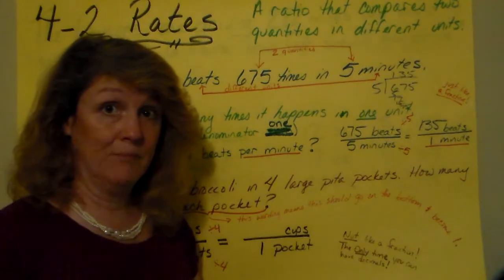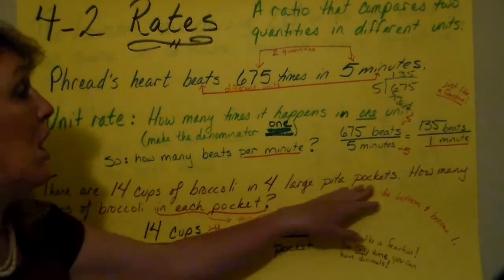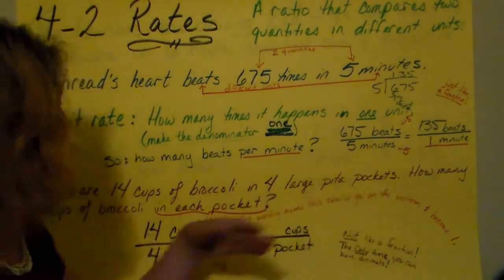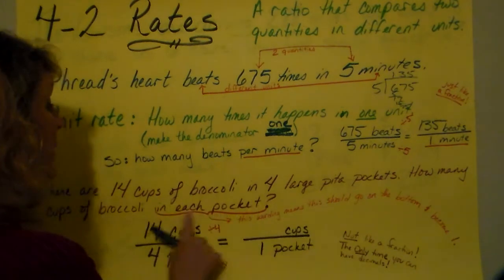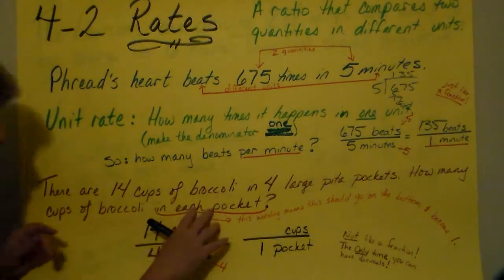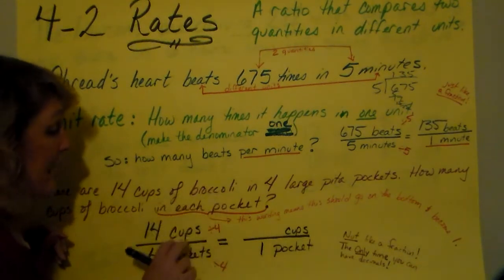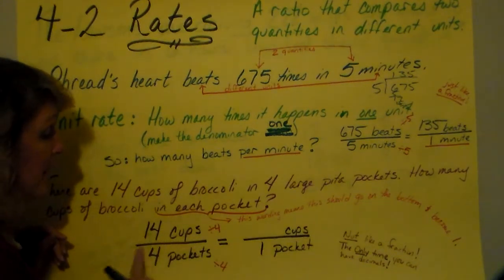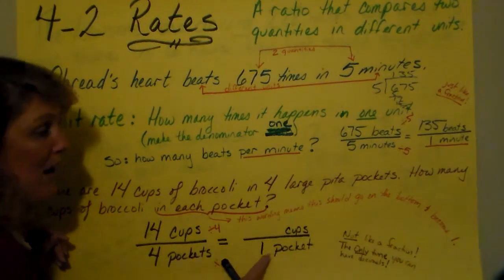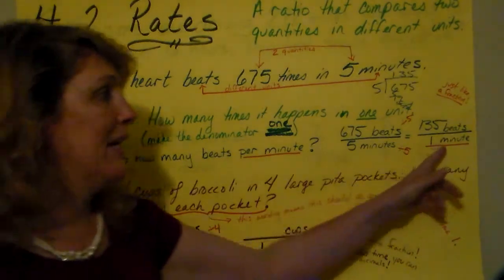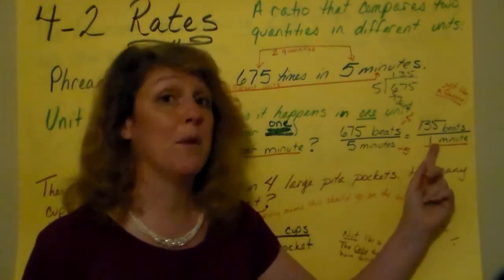That's unit rate. Okay? There are 14 cups of broccoli in 4 large pita pockets. How many cups of broccoli in each pocket? So you know that you want the pocket to be 1. So the pocket is going to go on the bottom, which means the broccoli has to go on top. So we have 14 cups in 4 pockets. How many cups in 1 pocket? Now here, it looks just like a fraction, doesn't it? Actually a ratio, because we don't get rid of the 1 on the bottom.